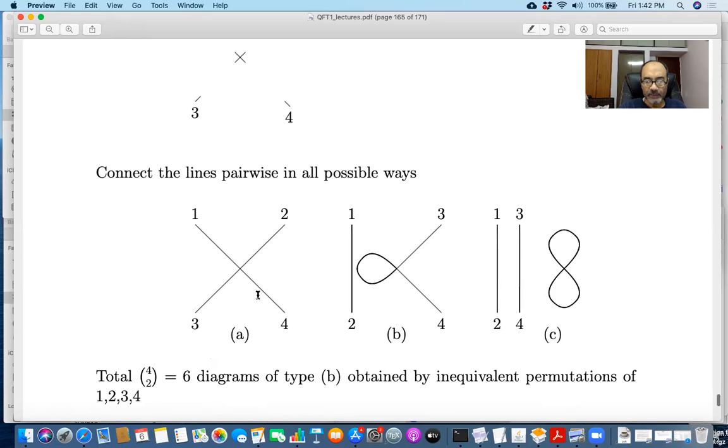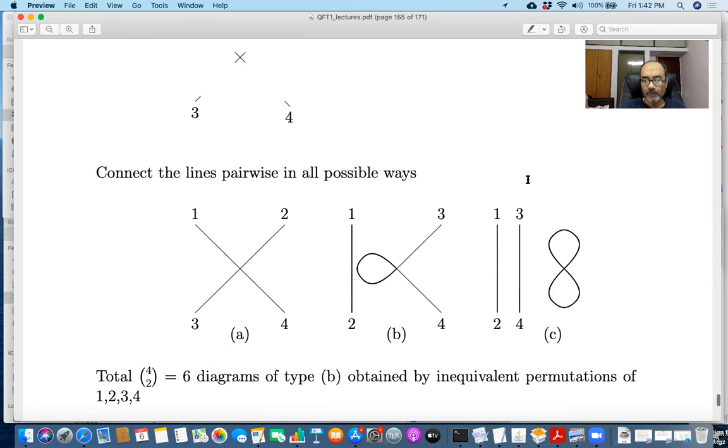And here I should also say that these are not the only diagrams. You also have this, which in fact corresponds to 6 diagrams of this kind, right? Because you could have replaced 1 2 by 1 3 or 1 4 or 2 3 or 2 4 or 3 4, right? That's 6 possibilities.